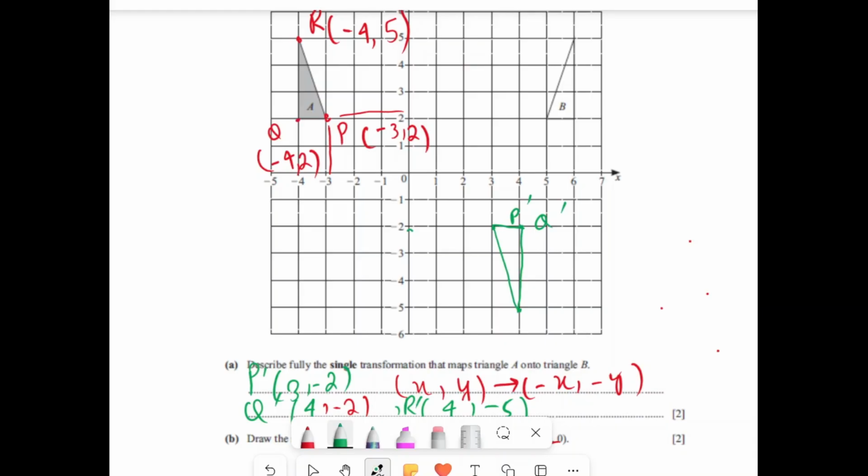And this is the reflection, the rotation of figure A about the origin 180 degrees. Let's move to the next one.